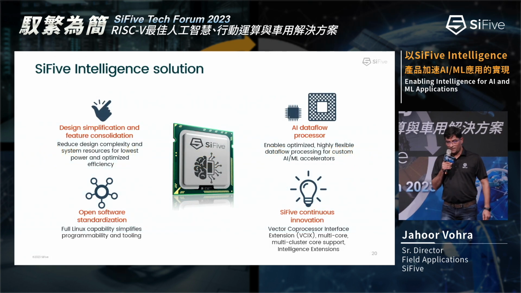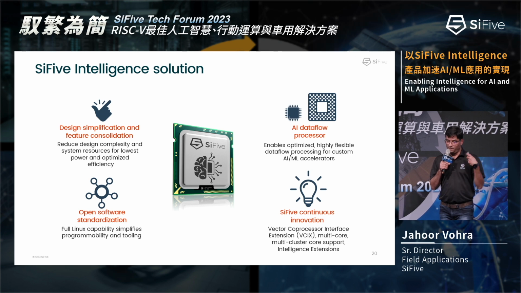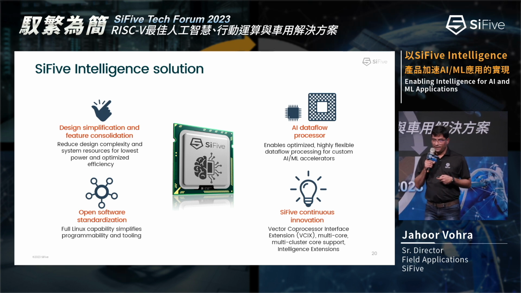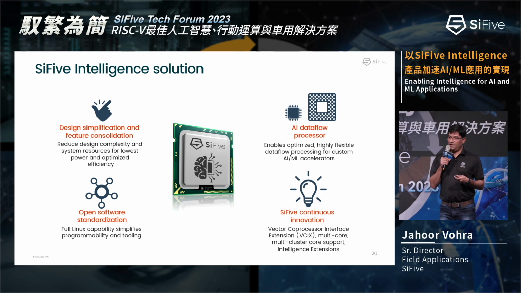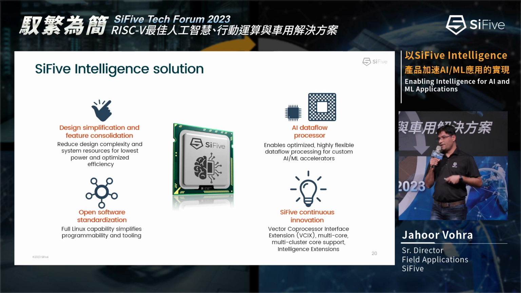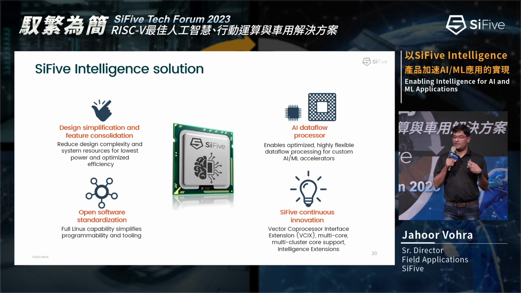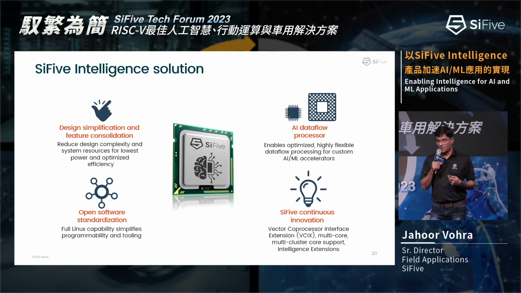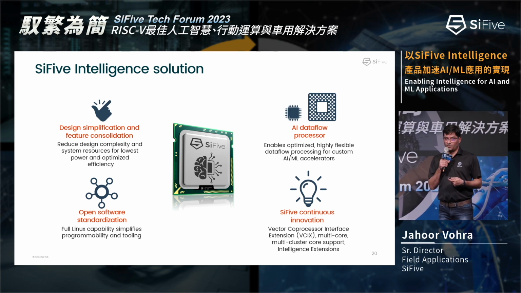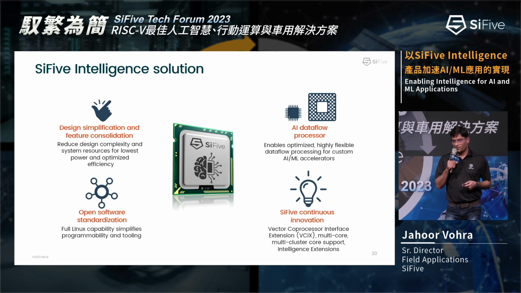The SiFive Intelligence solution is there to simplify your SoC designs for AI. It enables you to reduce complexity and system resources. It provides the opportunity to reduce power and deliver performance in SoC designs around AI. It's based around open software standards. You're able to leverage the ecosystem efforts around RISC-V vectors, but also the standard toolchain and standard programming model, Linux, Python, and so on. It runs on the scalar core with the RISC-V vector architecture.